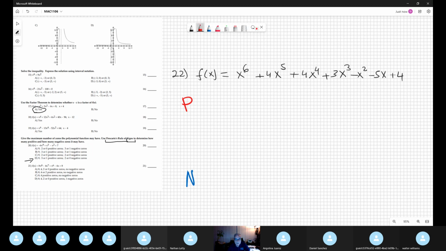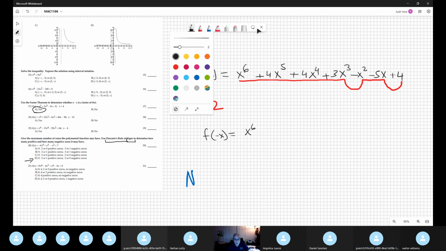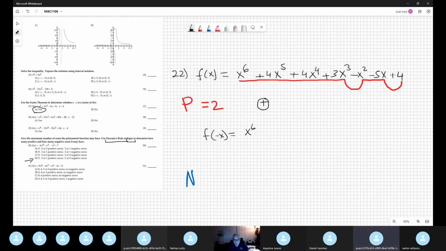Let's do P first. This is positive, positive, positive, positive, negative, negative, and positive. So it would be 2 changes of sign. And now reflection. But if you do P, you subtract 2 minus 2, you get 0, so you will have two possibilities, 2 or 0 positive zeros. I forgot to say that. So the positive is 2 or 0, 2 possibilities.